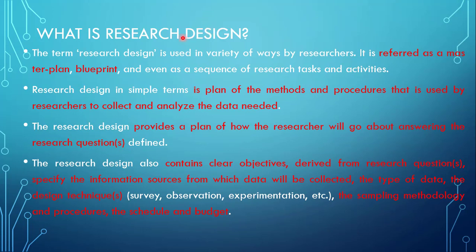So whenever you think of developing a research design, that research design should have clear objectives, as we have discussed, and it should be derived from the research questions and the research titles. Then this research design specifies the source of data and the type of data, and it will also show you the sampling methods and the sampling procedures. We'll discuss sampling in another video. So it will show you the sampling methods and the procedures.